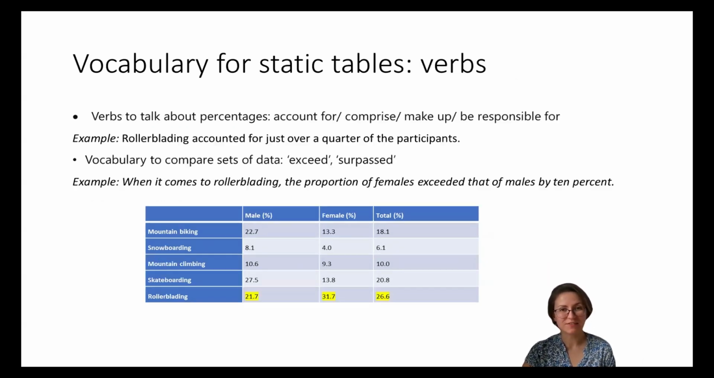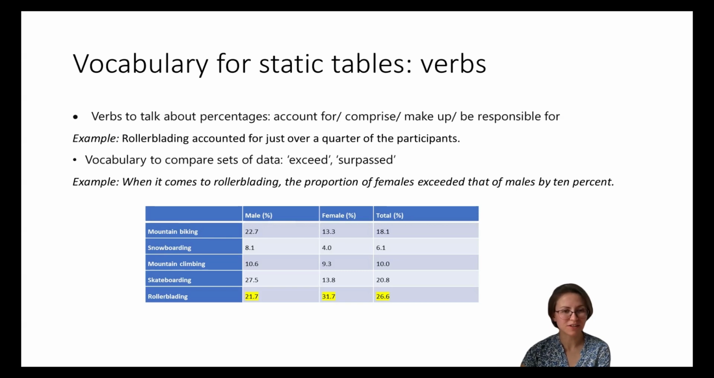Next, you'll need the verbs for static tables. So in the first category, we have the verbs such as account for, to comprise, to make up, and so on. Example, rollerblading accounted for just over a quarter of the participants.